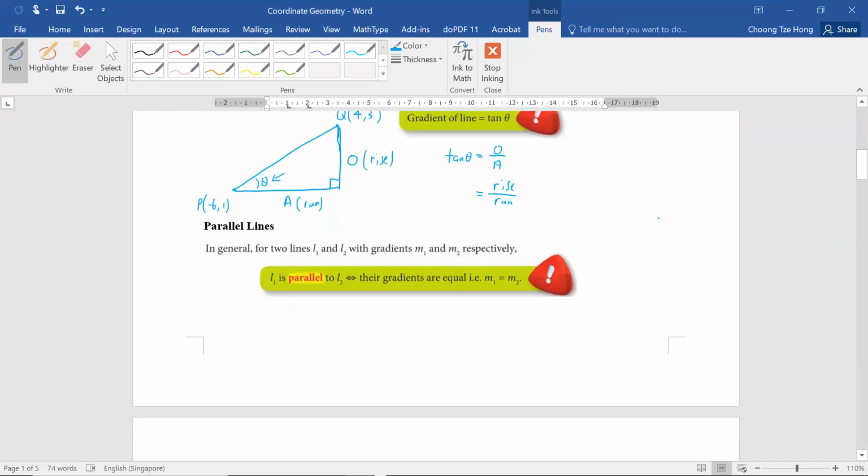So let's move on to talk about parallel lines. In general, if two lines are parallel, then their gradients are equal. As mentioned just now, the gradient of a line is a number to represent the steepness of a line. So if two lines are parallel, then they should have equal steepness, and hence they should have the same gradient. So if two lines are parallel, and this one has gradient m1, this one has gradient m2, then m1 should be equal to m2. So that's a simple idea.